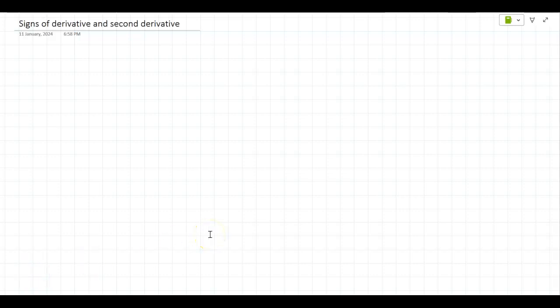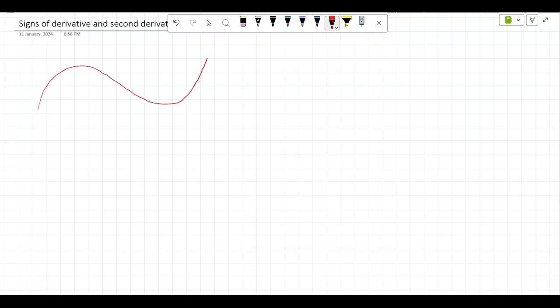Signs of the first derivative and second derivative. This is very important. Now, what you need to realize is, if you have a graph, this is point A, this is point B, this is point C, this is point D.